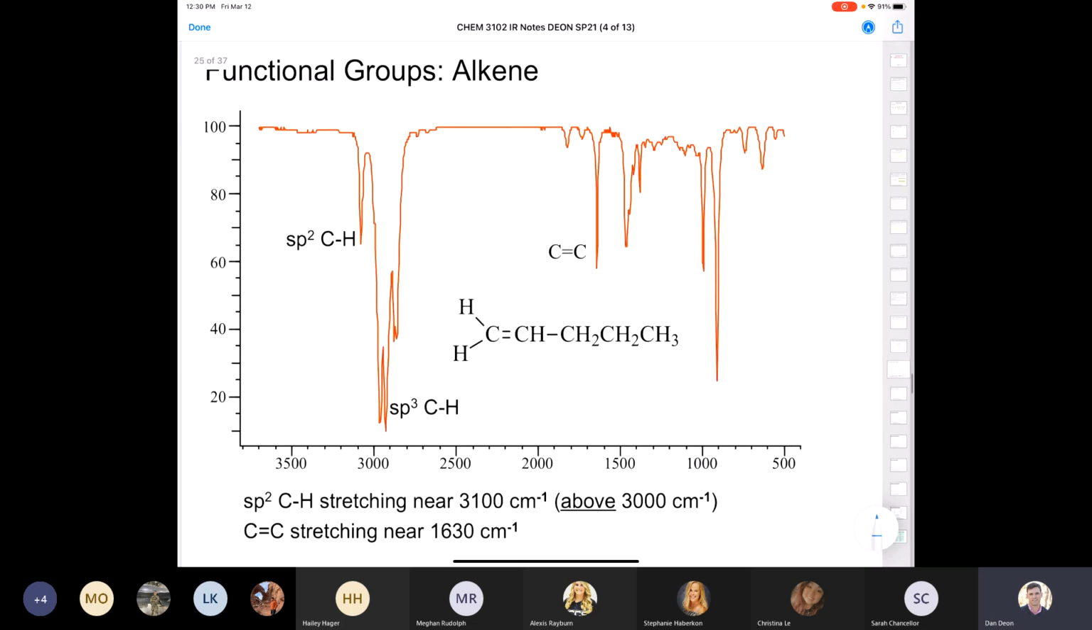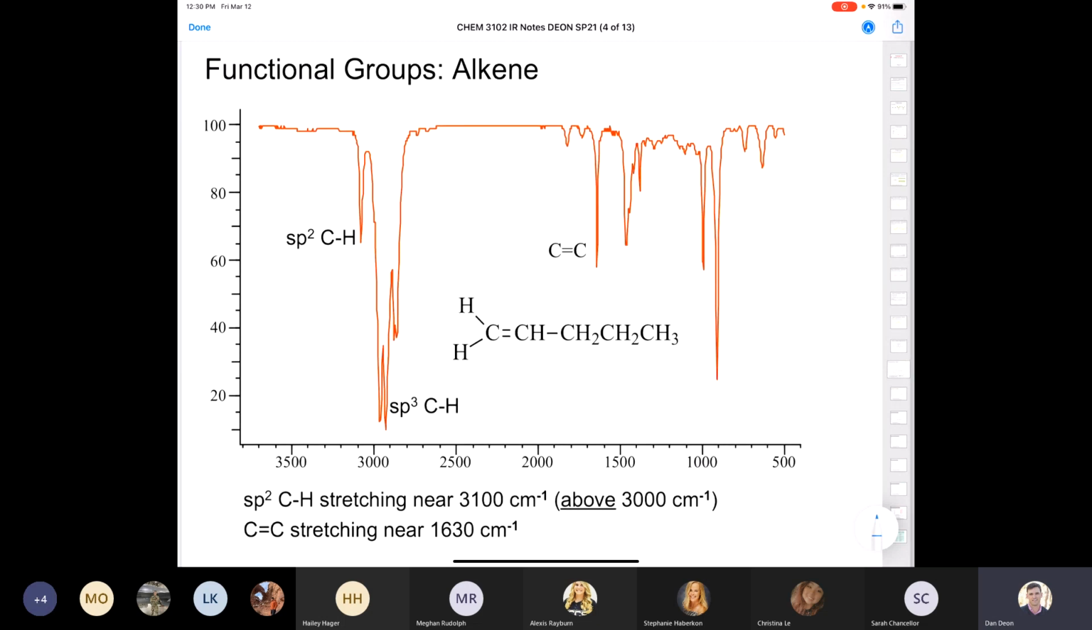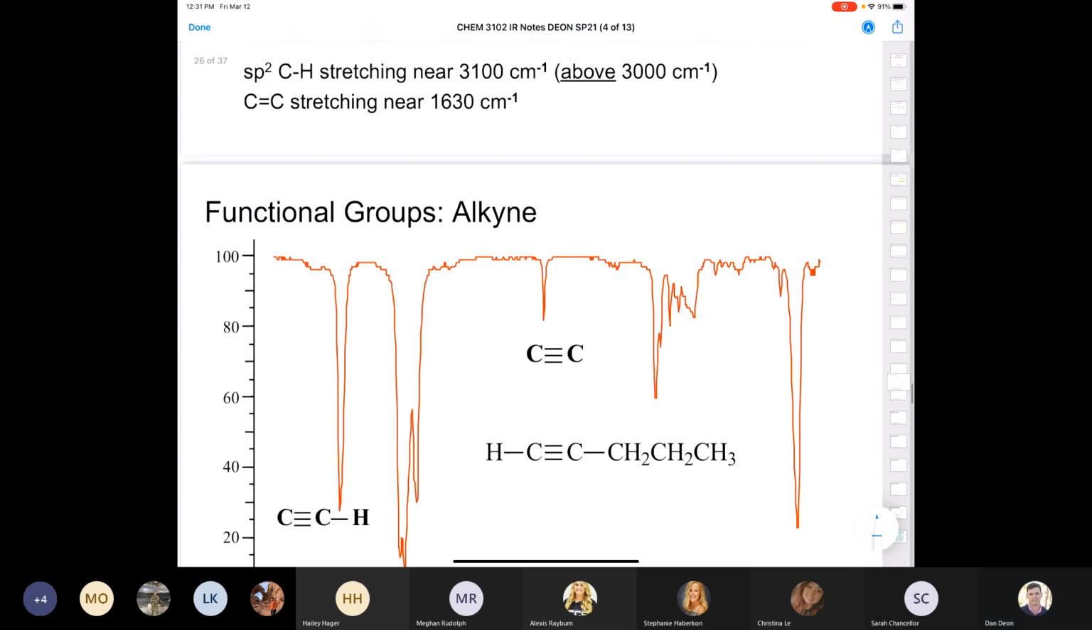An alkene, we went over this in the lecture course. You see the alkene carbon-carbon stretch around 1630 right here. You also see sp2 hybridized carbon-hydrogen stretching around 3100. Again, that's why it's really helpful to draw that line at 3000 reciprocal centimeters and look above that.